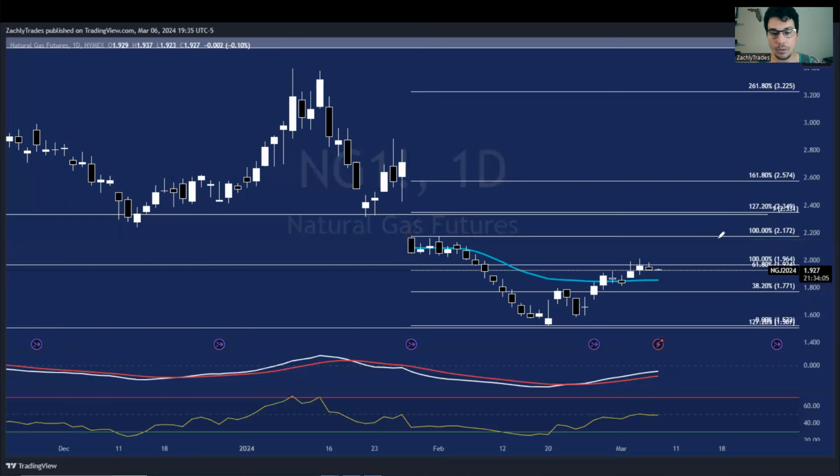Now, price tends to move quickly through these gaps. So if we are able to get above 2.172, then right around 2.41, 2.42, that's most likely going to be our next target. That is going to be the gap fill. If we draw a little rectangle here from the bottom of the gap to the top of the gap, this is essentially our price targets. If we can break above 1.964, this zone right here is going to be our first target and our first area of interest.